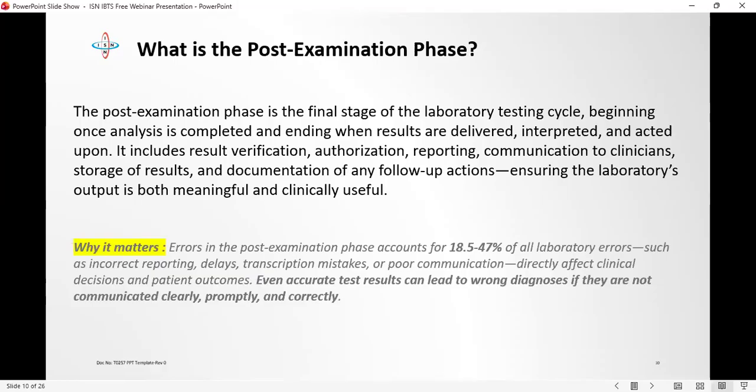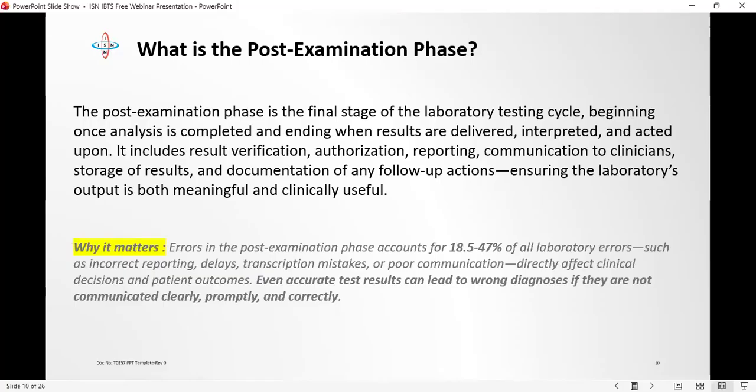So let's quickly look at the post-examination phase. The post-examination phase is the final stage of the laboratory testing cycle, beginning once analysis is completed and ending when results are delivered, interpreted, and acted upon. This phase is not complete until a decision has been taken on that patient. In this phase, you can see cases where you will need to rerun a particular test. This is still in the post-analytical phase.